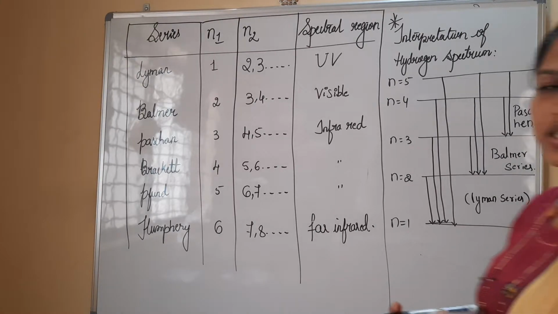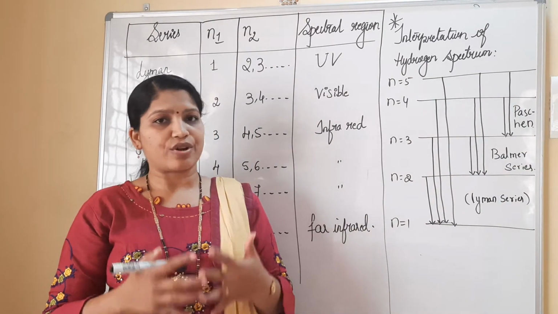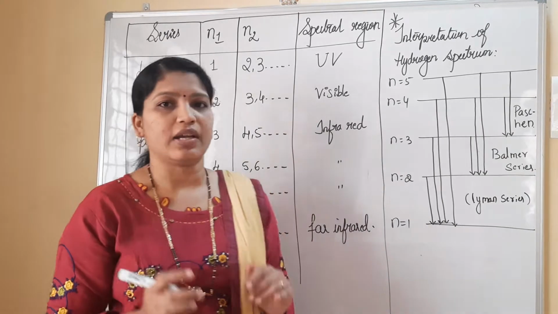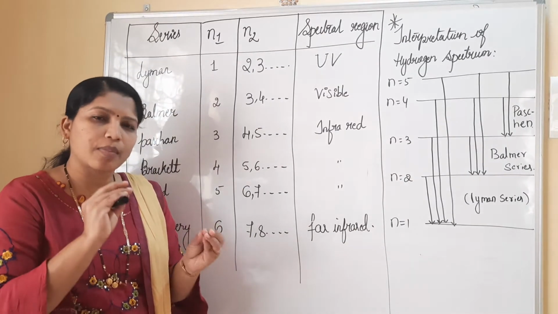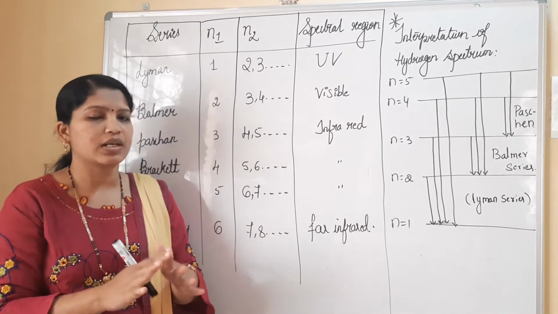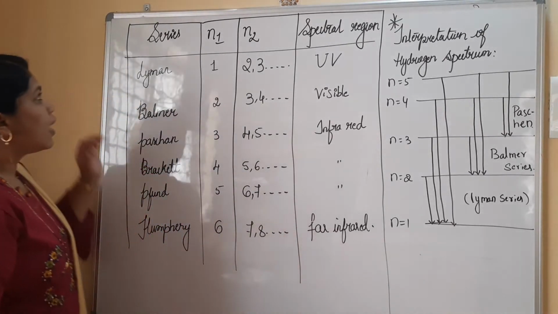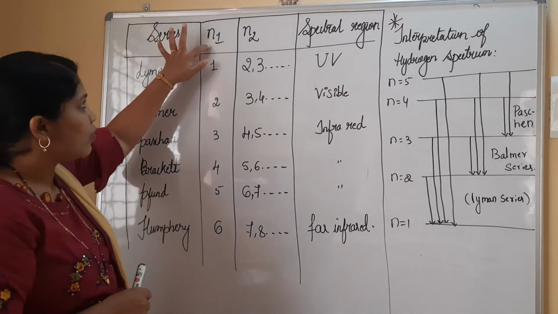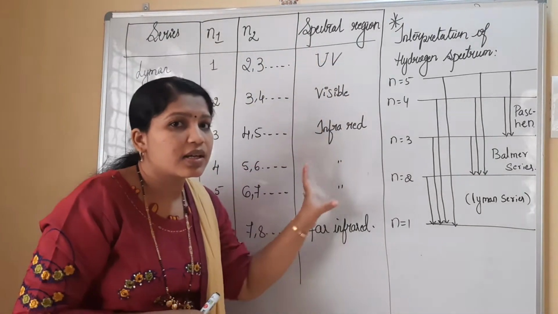So dear students, we understand how exactly the series of the hydrogen atom are going to be seen here, so let us understand them in detail. Just listen to me very carefully. It is the most important, somewhat tricky, but once we understand, things are very awesome for us further. See here, I have mentioned a series column, this is the N1 column, this is the N2 column, and this is the spectral region.